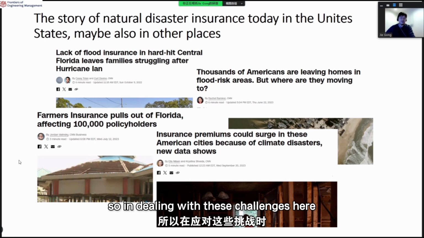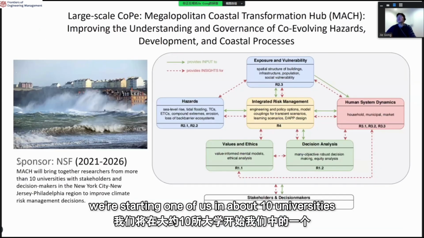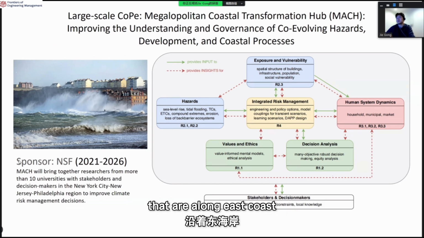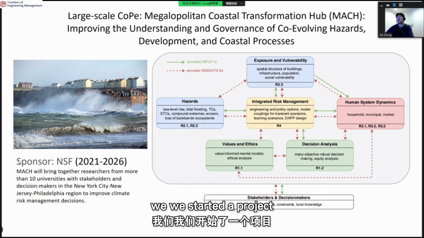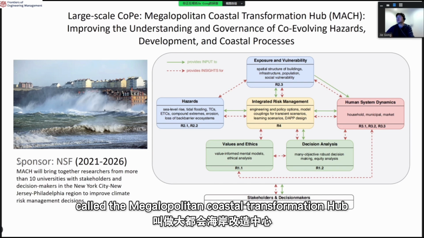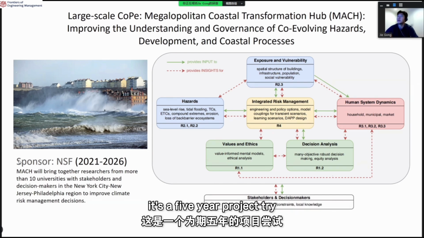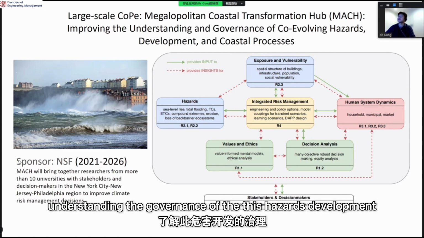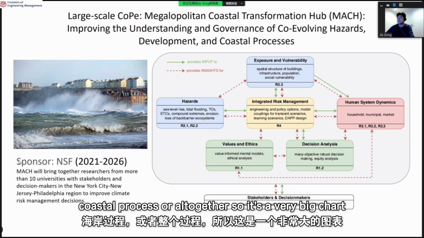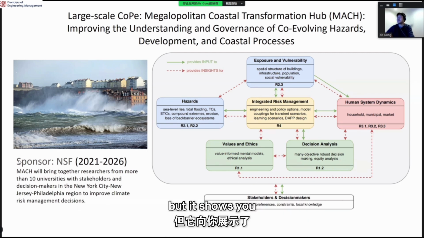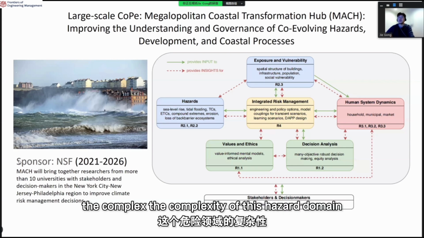So in witnessing these challenges, we're one of about 10 universities along the East Coast that started a project called the Metropolitan Coastal Transformation Hub, funded by the National Science Foundation. It's a 5-year project, trying to understand the governance of hazards, development, and coastal processes all together. So it's a very big chart, but it shows you the complexity of this hazard domain here.